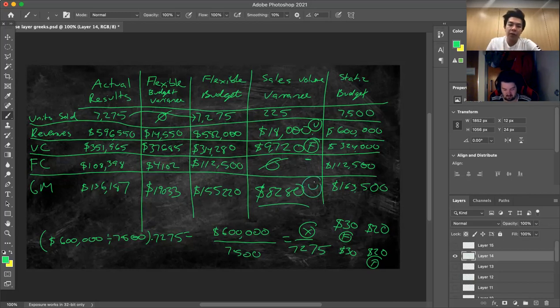Okay, and then let's try the flexible budget variance. In the flexible budget variance, we're comparing our actual results to the flexible budget and seeing if the actual results are better or worse than the flexible budget. For the revenues, your actual result is better. So that would make it unfavorable? Oh wait, I'm thinking opposite now. It would be favorable, because it's for revenues. You're making 14,000 more.